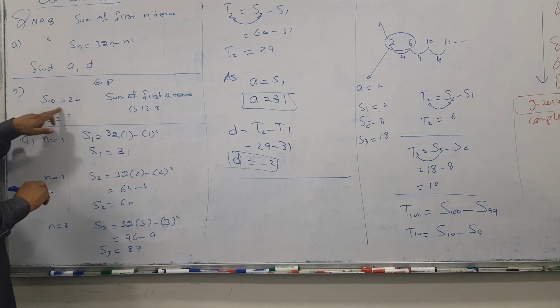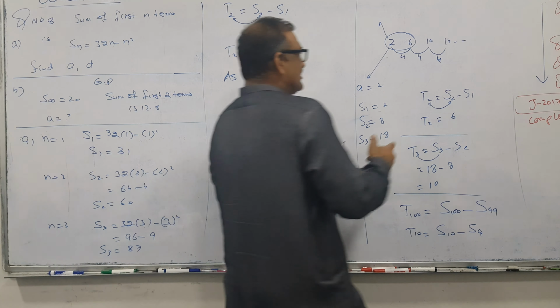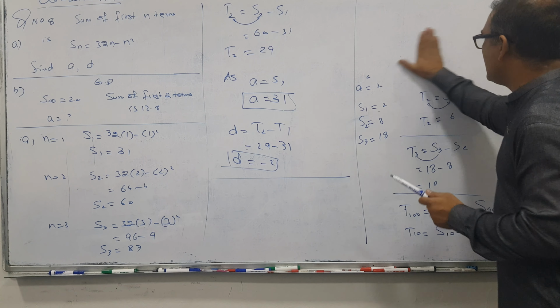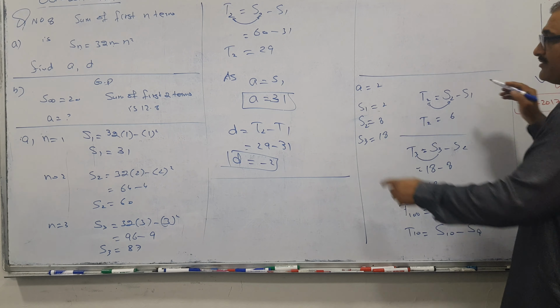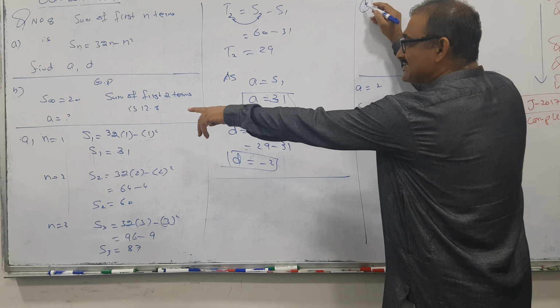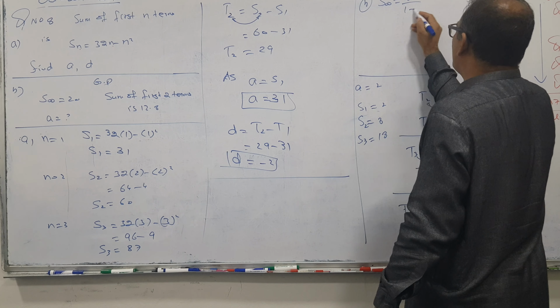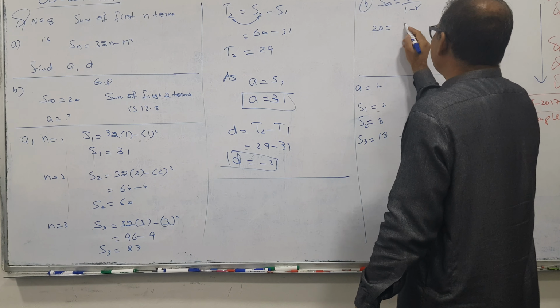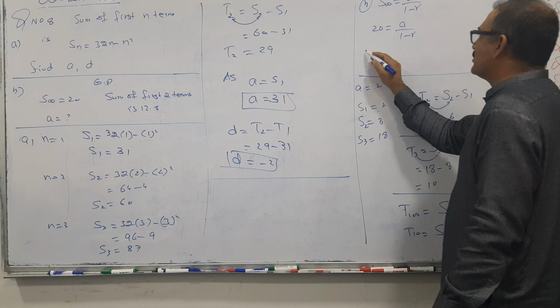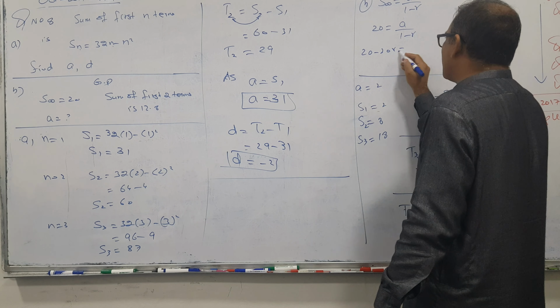The sum to infinity is given here, this one. So let's start. What's the formula for the B part here? He said here the sum to infinity formula, all of you know, A over 1 minus R. I'm keeping 20, A over 1 minus R, it goes there, 20 minus 20R equals A.